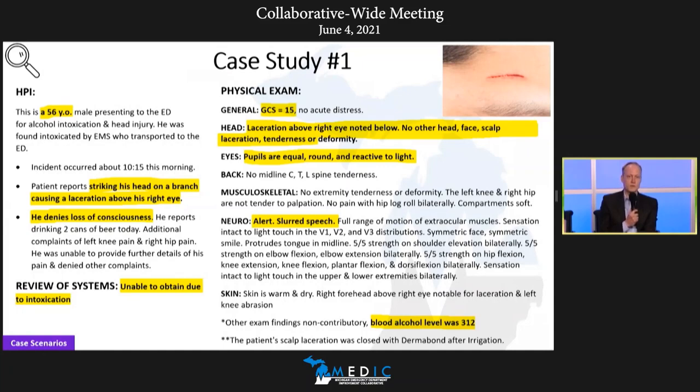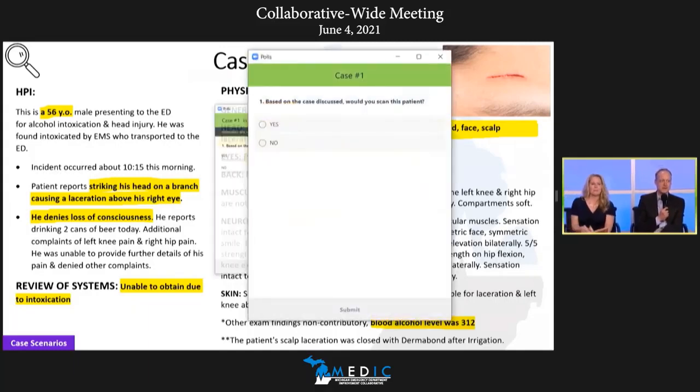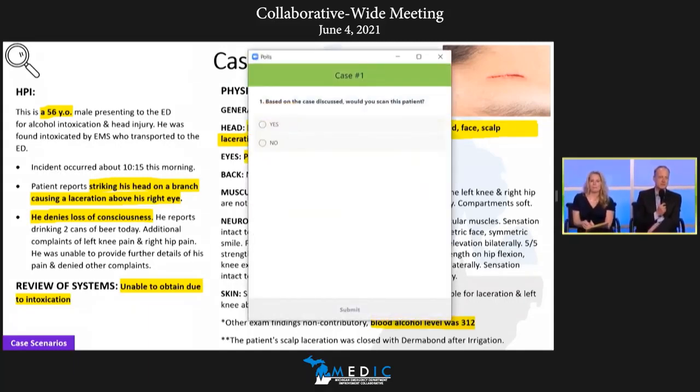And then one note on a test result here, a blood alcohol level of 312. I feel like a lot of times the decision to scan is made before that test result comes back. That may be an hour or 2 later, but it's something to consider perhaps in the calculus around the decision. So why don't we launch the poll, and we'll see how people are landing on this. I'll be interested to see how people think through it.